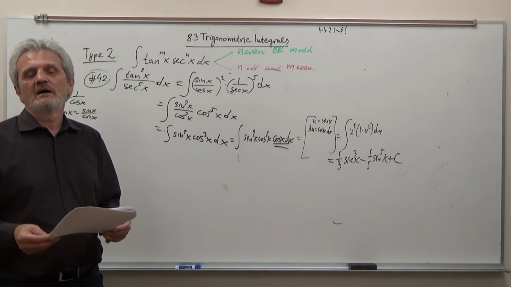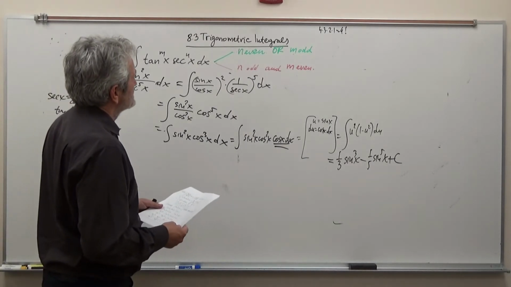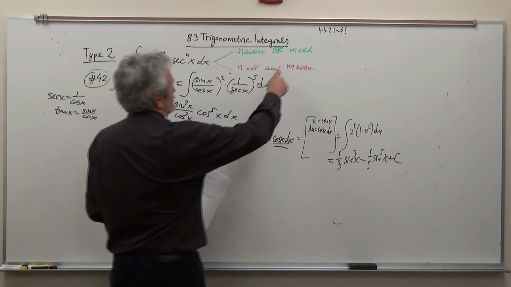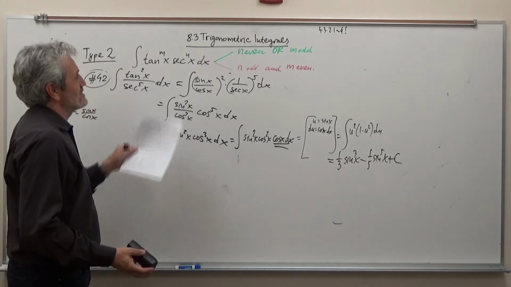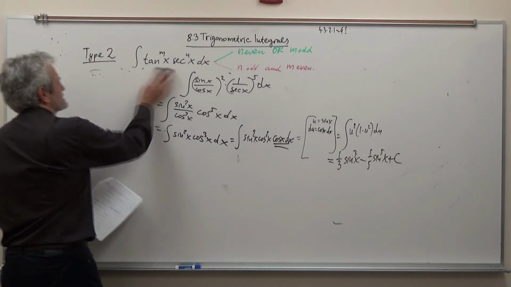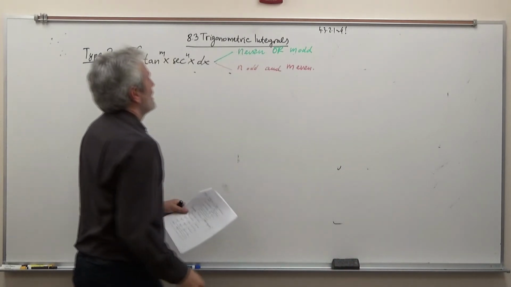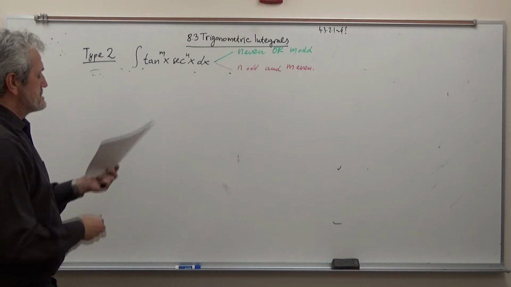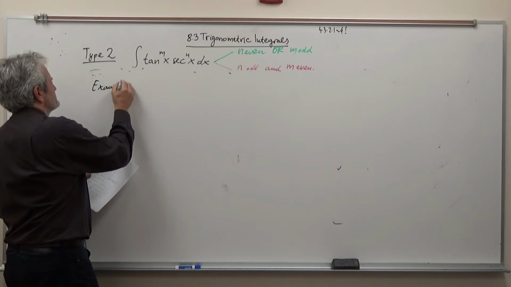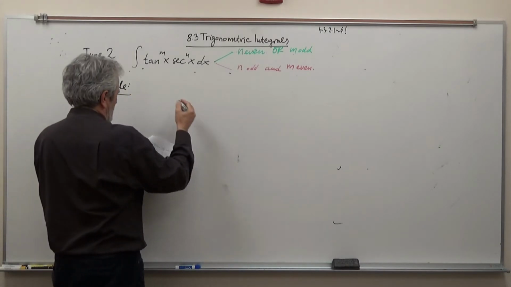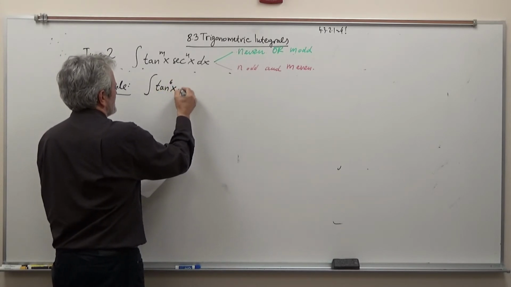And here is the real one. So this is the story when m will be even. Then secant will not be odd, so it won't be there to help us. So here is the story. For example, we want the integral of tan to the 6th x dx.